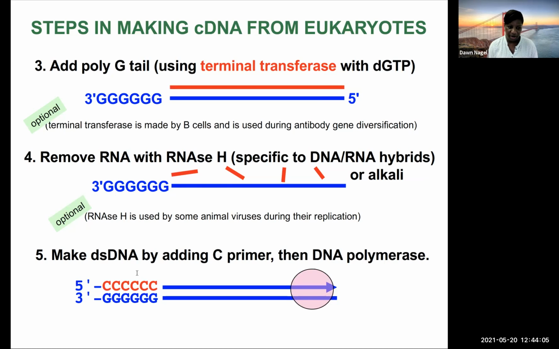Once you have your single-stranded cDNA, you have this string of G's here. You can now add a string of C's so that you can prime it. Or if for some reason you knew what this region is, you can add a primer here and then synthesize along, okay? Either is desirable, but the point is you need to make that second strand of cDNA so you have a double-stranded molecule.